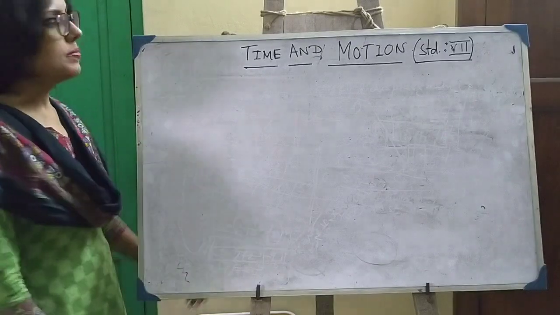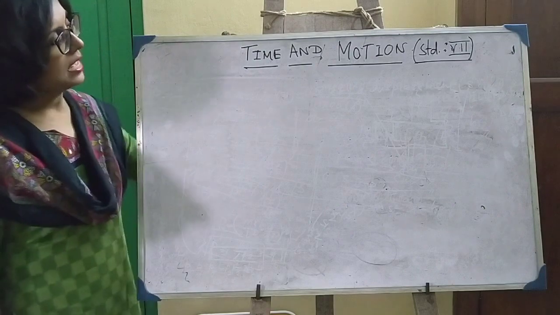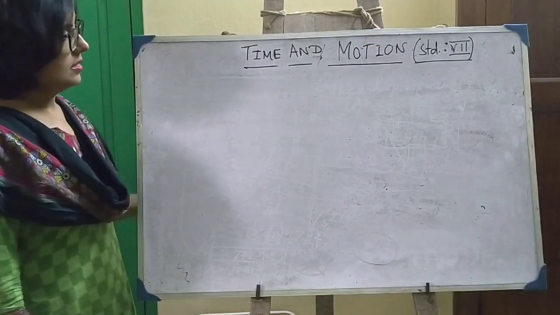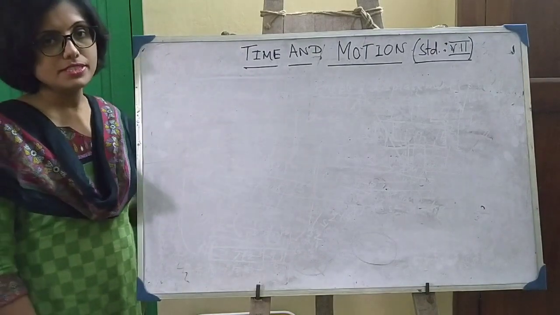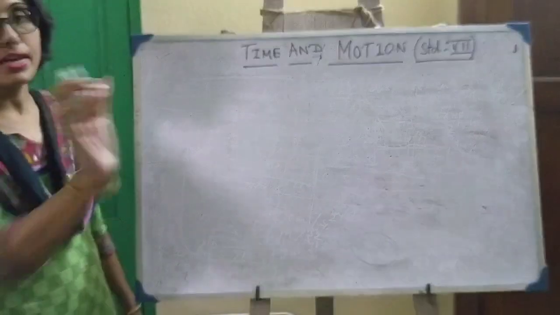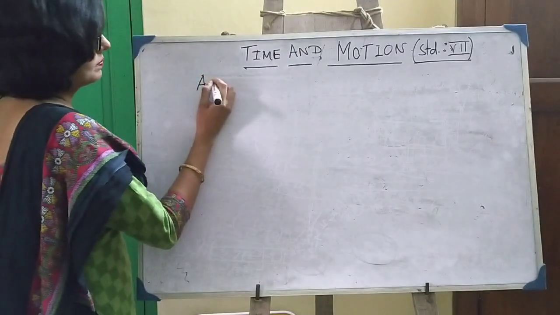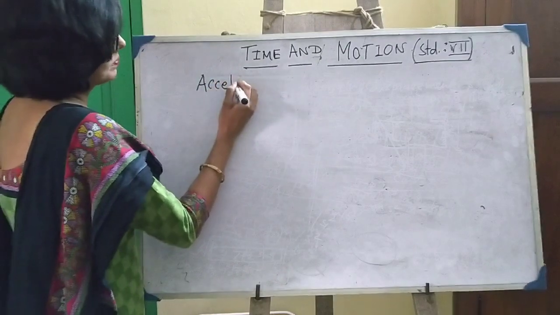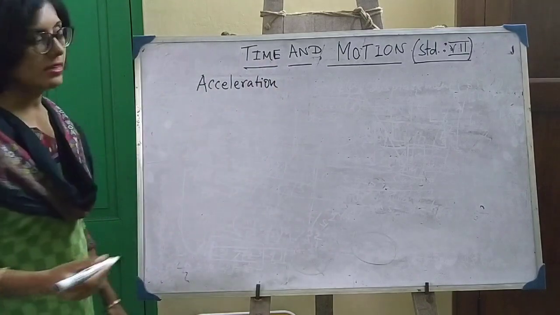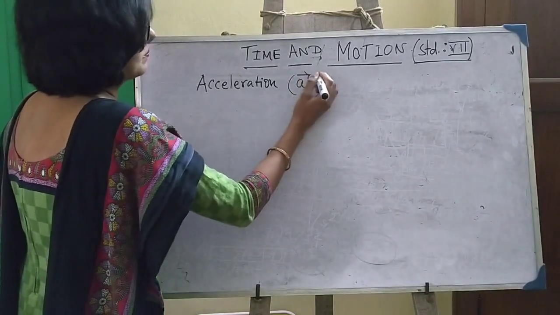Good morning, children. Today we are going to discuss the chapter Time and Motion, and we had already done the topics distance, displacement, speed, and velocity. So today we shall start the topic acceleration. Acceleration is a vector quantity and is represented by small a.